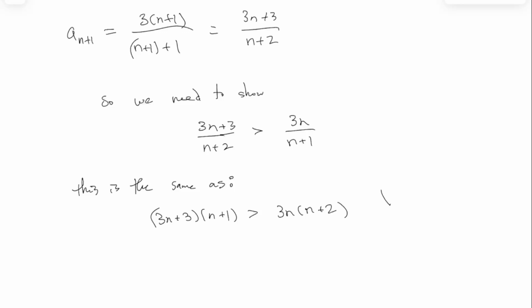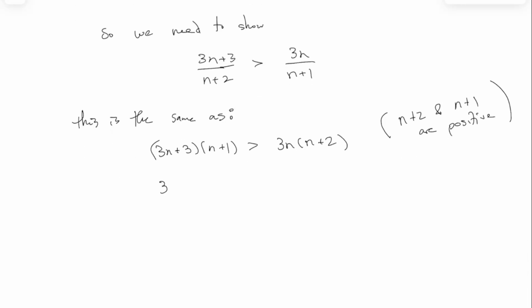So maybe if you wanted to justify this, I would just say n plus 2 and n plus 1 are positive, which means you don't have to worry about changing the inequality sign. But on some level, you should think about that. Anyway, this is now the same as, so I'm going to actually distribute these out. It'll say 3n squared, I'm doing the FOIL, right? Plus 6n plus 1 is greater than 3n squared plus 6n.